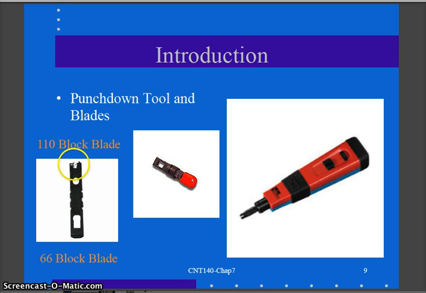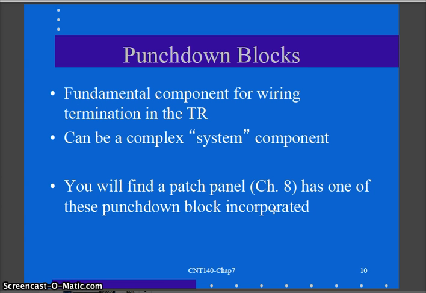One end of the blade has a 110 block jaw, if you will. The other end of the tool has a 66 block blade on. So this is actually designed to punch into the two major types of blocks that you would encounter in a telecommunications room. Alright, so let's start digging in now.